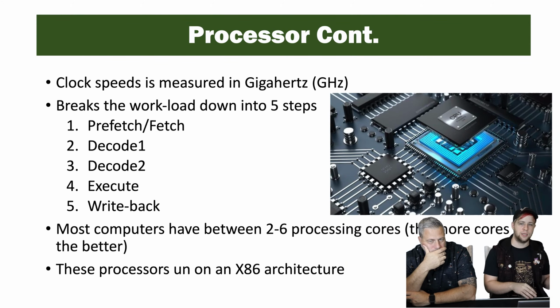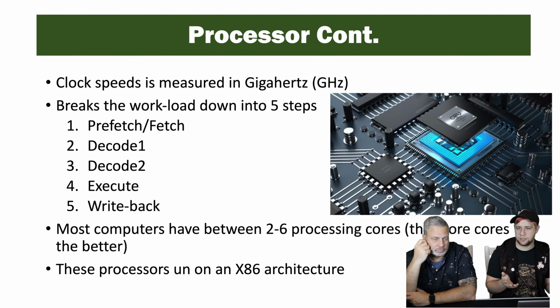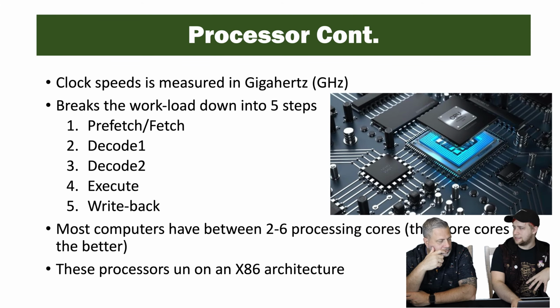Most computers had 2 to 6 processing units. The more cores, the better. But now it looks like we're more in the 10 to 18 cores range. But again, the more cores, the better.